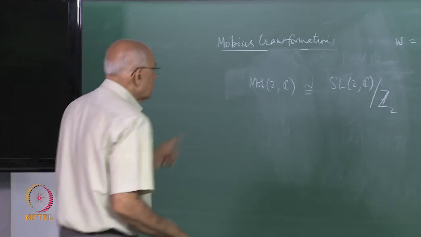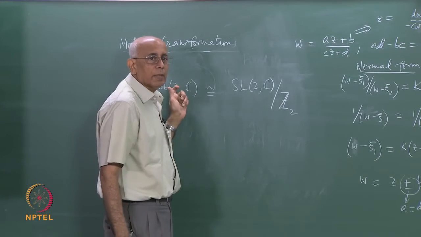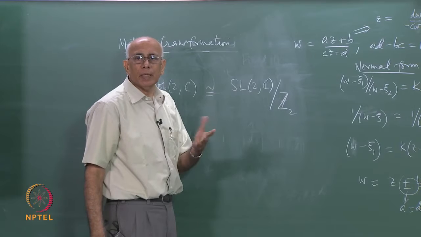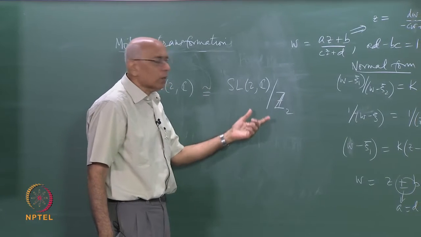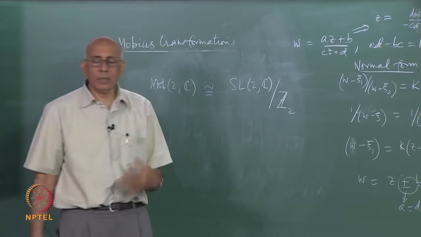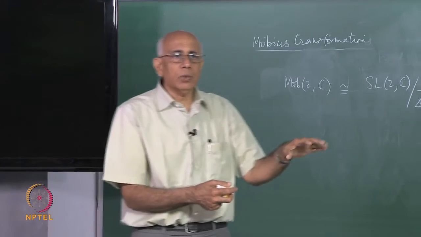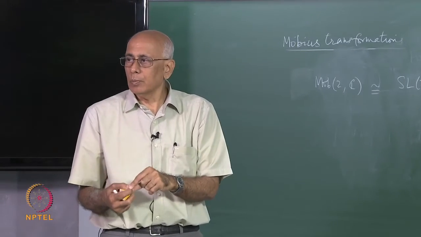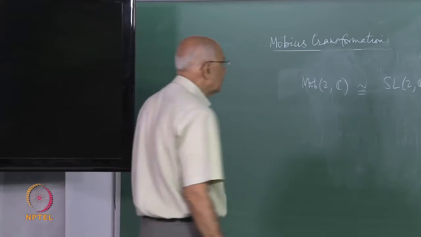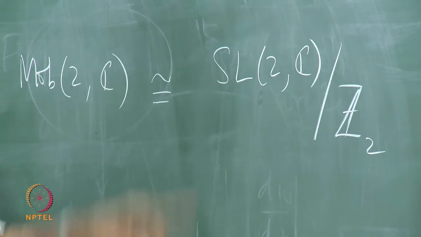So there are 2 matrices in SL2C which correspond to the same transformation, and they differ only by a sign. That is taken into account by saying that this is modulo Z2, so up to a sign. This is a 2-to-1 homomorphism between SL2C and this group, the Möbius group here. Now it turns out this group has other interesting properties.